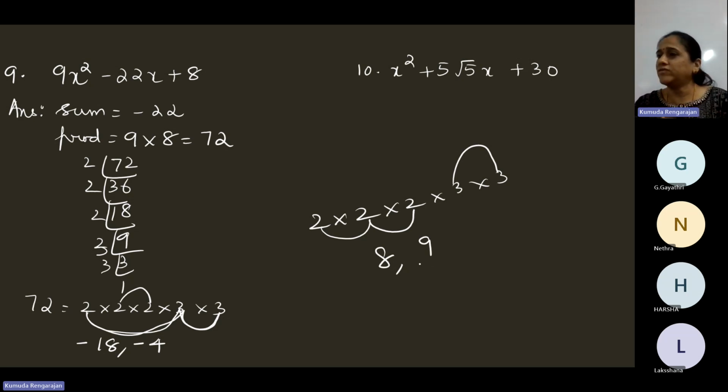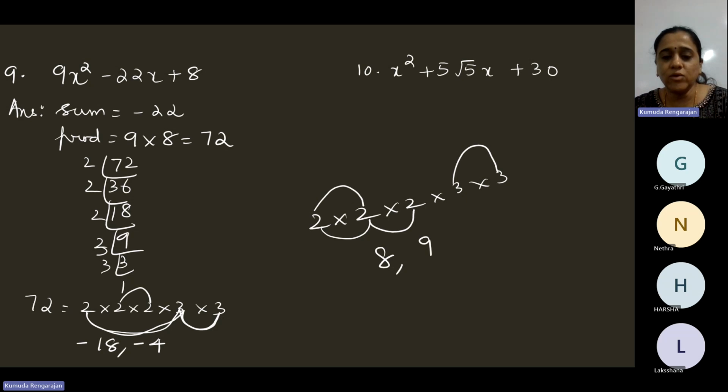But 8 and 9, what will they give you? When you add, you will get 17. When you subtract, you will get 1, because the difference of 9 and 8 is 1. You should get 22, so you can't get 22. So this pair is not possible.